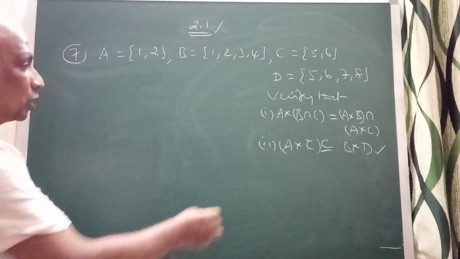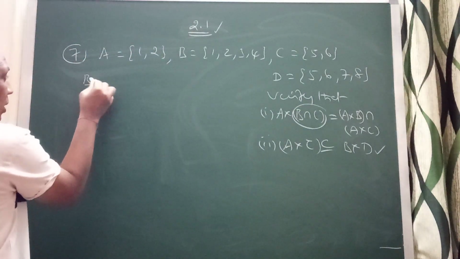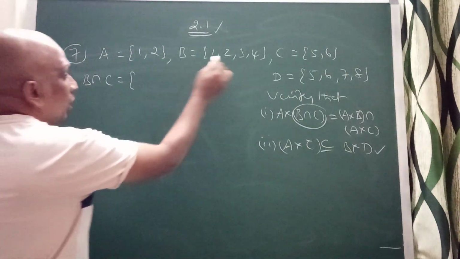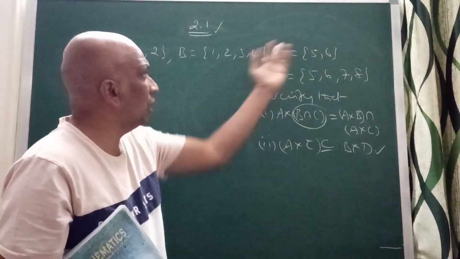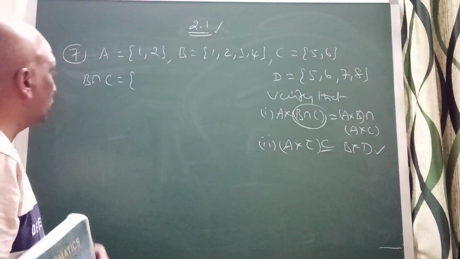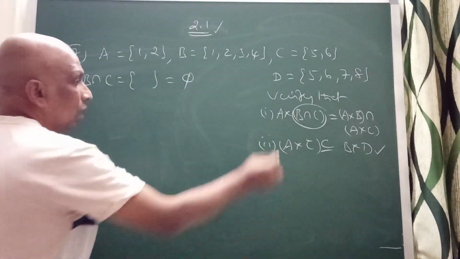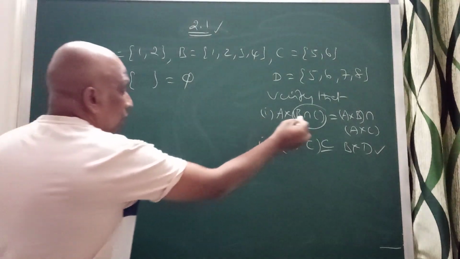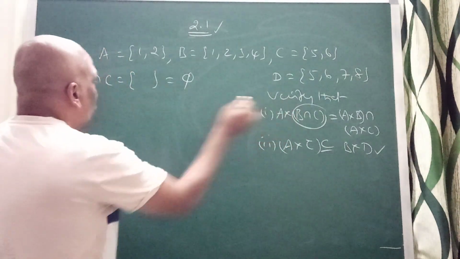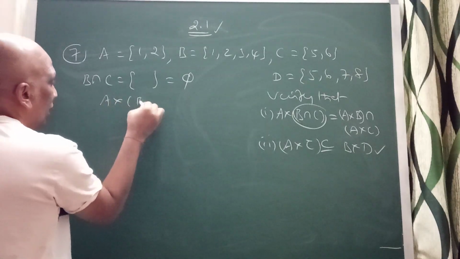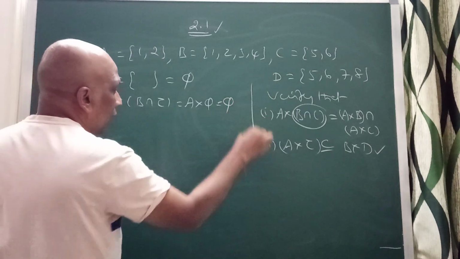So I can first find B intersection C on the left hand side. What is B intersection C? If we take the common elements of B and C, there is no common element, so this is the empty set, right? In a Cartesian product, whenever one set is empty, the result will be the empty set. So A cross B intersection C will be A cross empty set, which is the empty set.